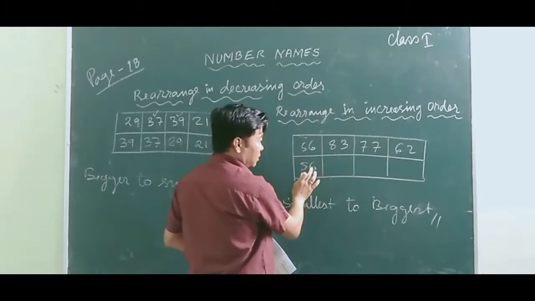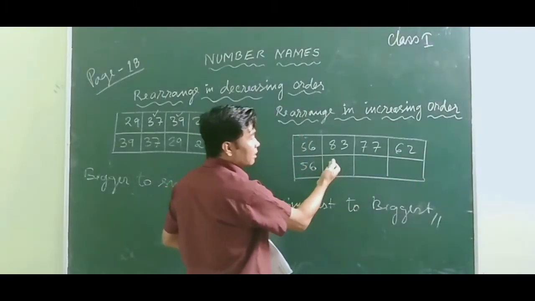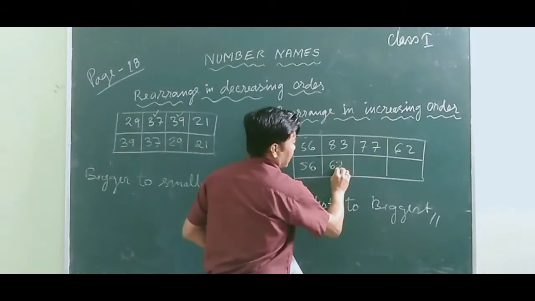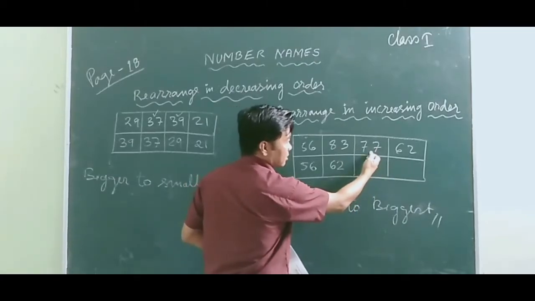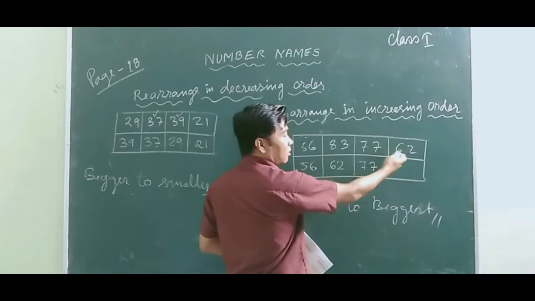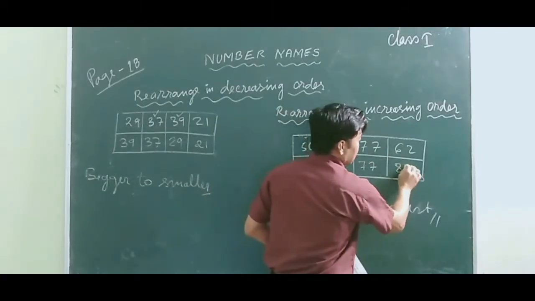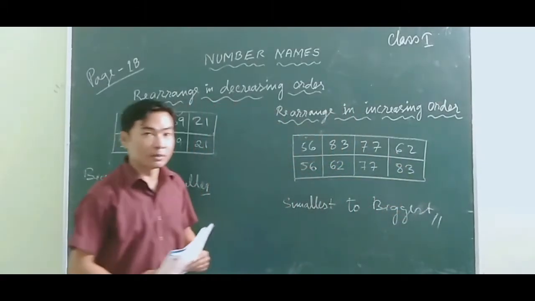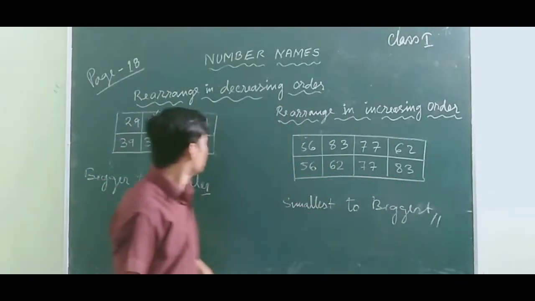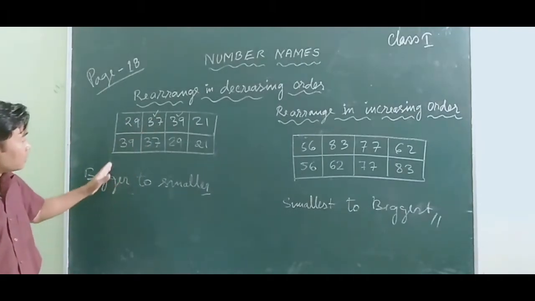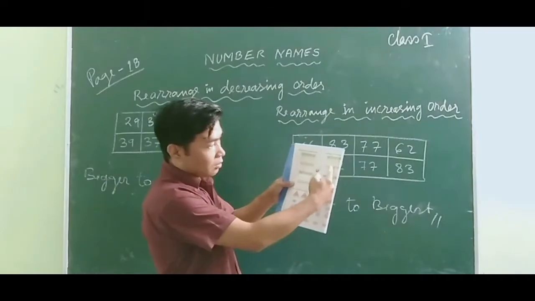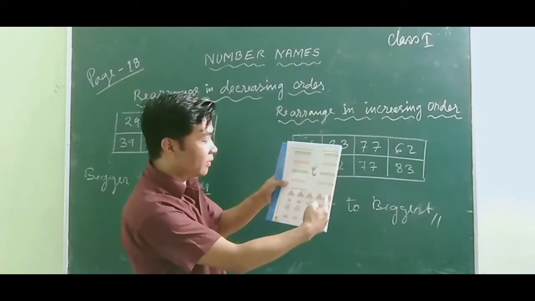So from 56 the next bigger number is 62, and then the next bigger number is 77, and the biggest number among all these numbers is the 83. So increasing order means we will start from the smallest one and finish with the biggest number. Decreasing means we will start with the biggest number and finish with the smallest number. So the remaining you do at home, very easy.